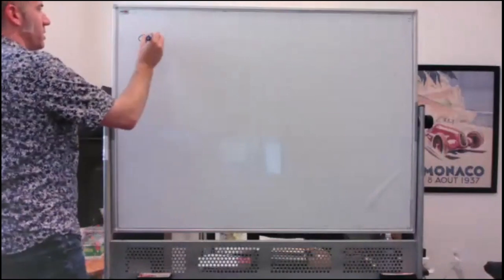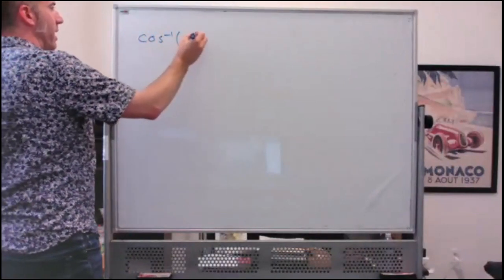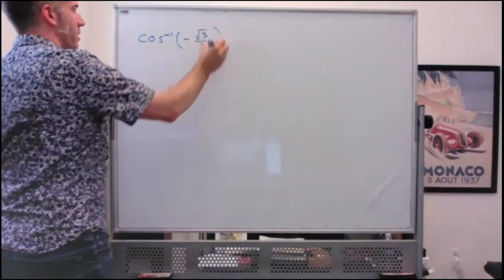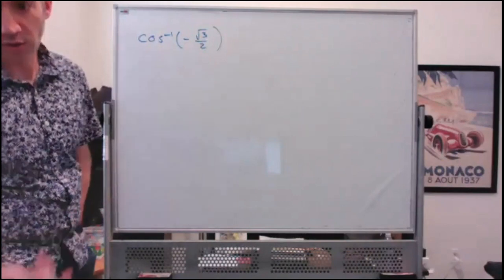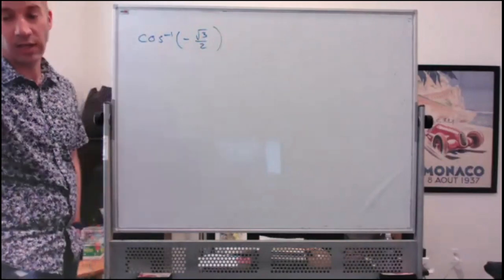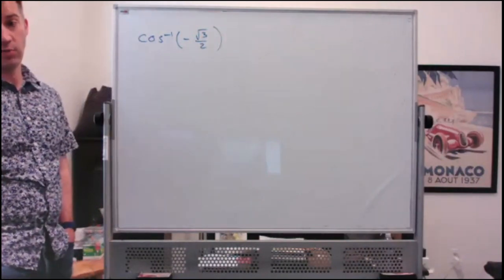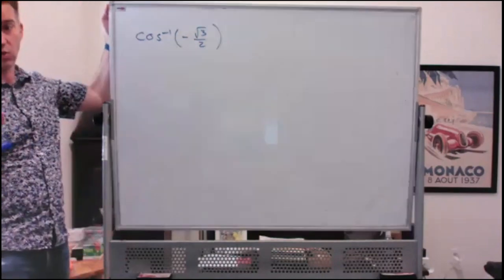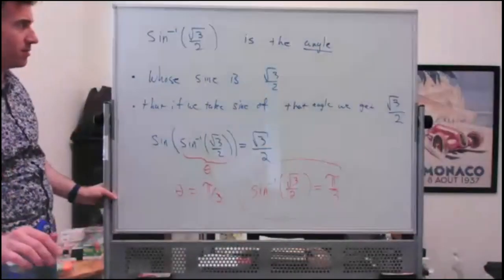The inverse cosine of negative root 3 over 2. And so again, oh, isn't it also, so excellent question. Isn't it also 2 pi over 3? You make a really good point.